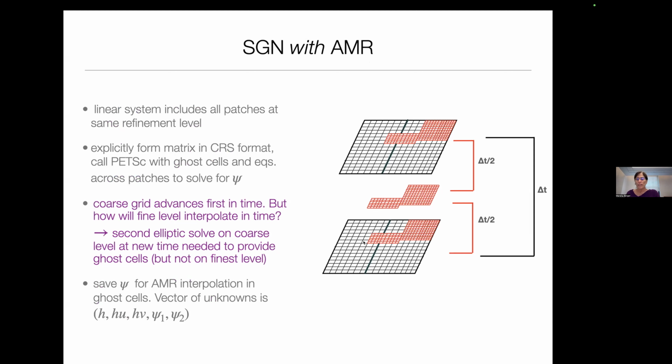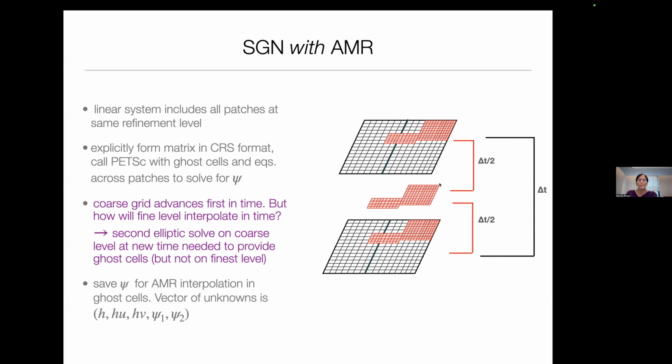Well, again, we need space-time interpolation, but now we need it for psi. That was not one of our conserved variables, which are h and the momentum. So we have to actually do another solve on the coarser level so that we can do space-time interpolation to get psi to fill in the ghost cells at the intermediate time. That means we have to do a second elliptic solve, but it's only on the coarse grid and not on the finest level, so that does save you.